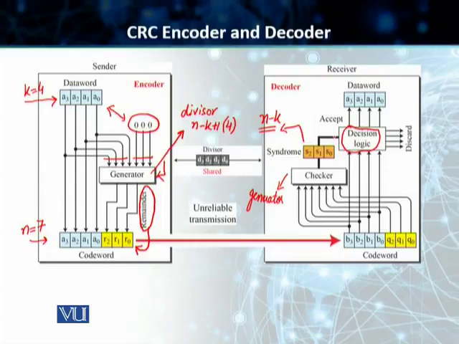If the syndrome bits, S2, S1 and S0, are all zeros, we will accept the data word and it is interpreted as having no error. Otherwise, the 4 bits are discarded.